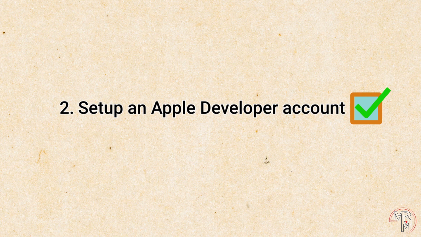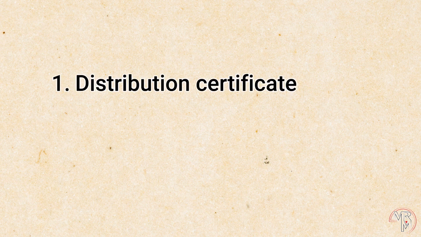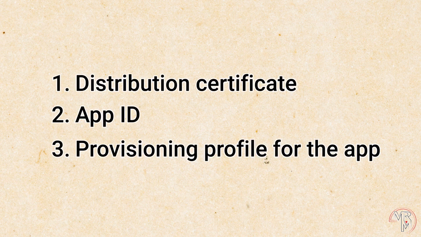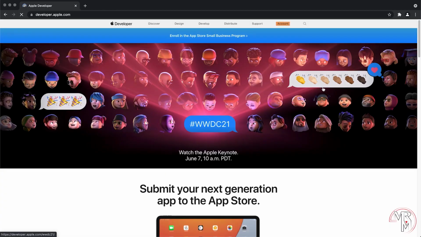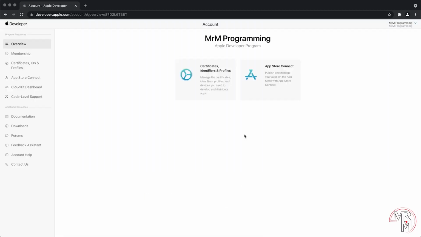Ahead is just suffering that will make you forget about the $99. Now we need to create 3 things: a distribution certificate, an app ID, and a provisioning profile for the app. To do that, let's go to our developer account. To create a certificate, we choose Certificates, IDs, and Profiles on the left.